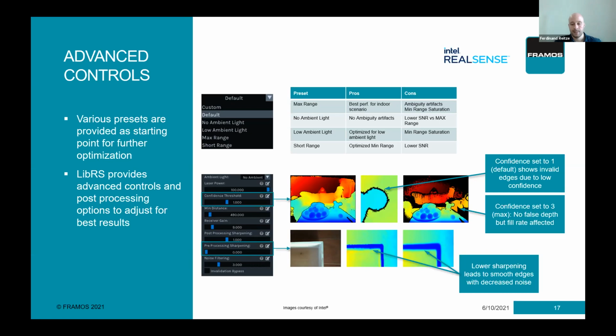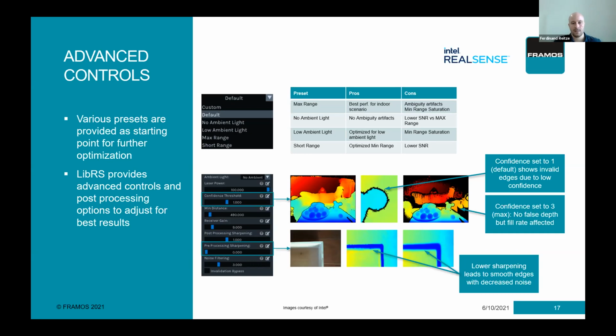For example, you have the confidence threshold that you can adjust. It's by default set to 1. You get a pretty good depth map, as you can see, with a high fill rate. But at the edges, you may have some areas where there's low confidence, and therefore the values that come back are rendered invalid, and you have those invalid edges.